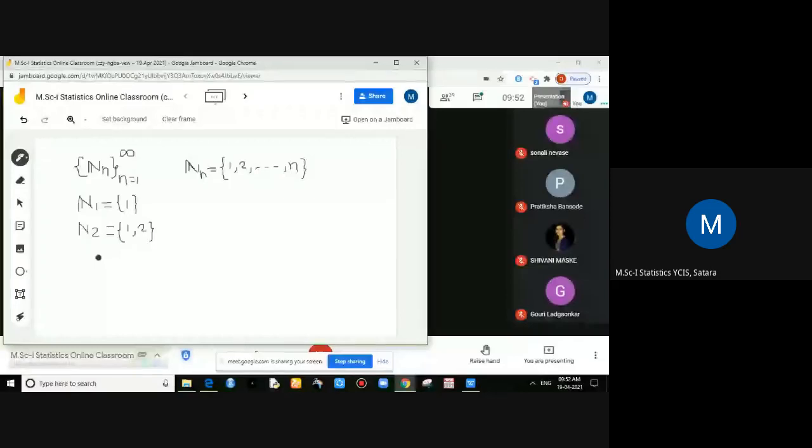The numbers are finite or countably infinite. What is the case?